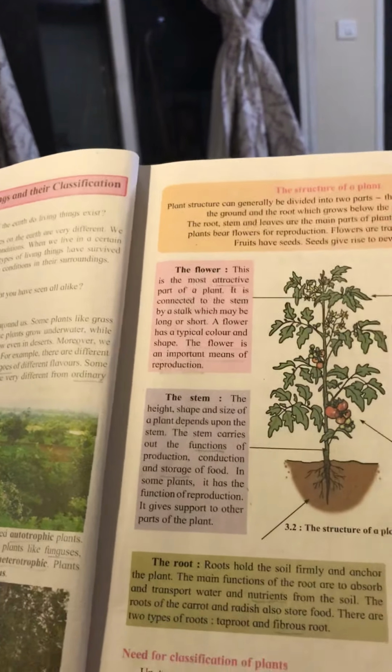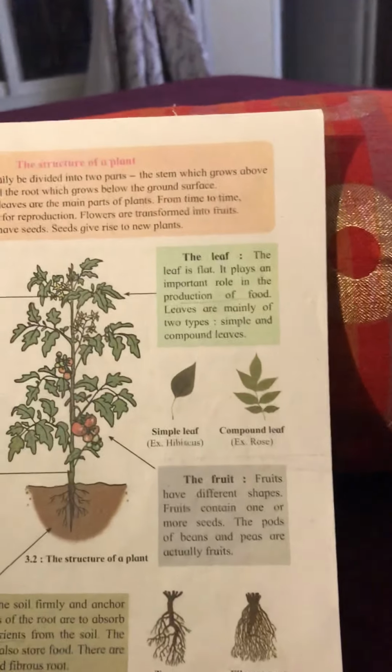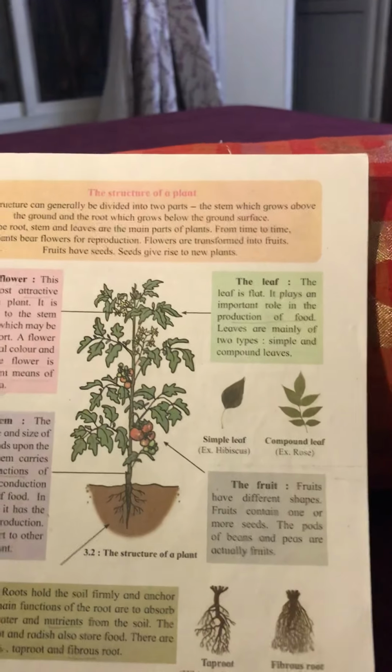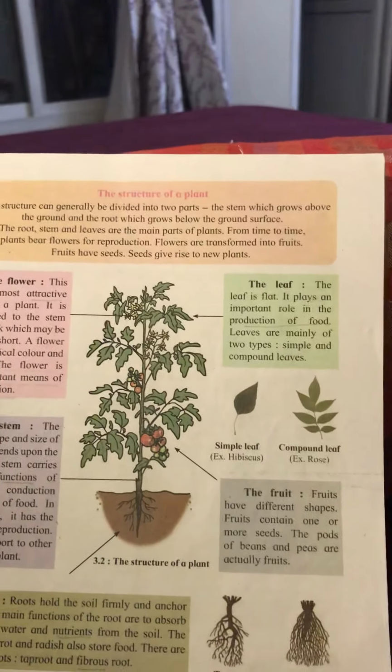The leaf is flat. It is flat, correct? ऐसे है, correct? It is not like round or something. It's flat. Then it plays an important role in the production of food. Chlorophyll है leaves में, उसमें से through photosynthesis plants prepare their own food.